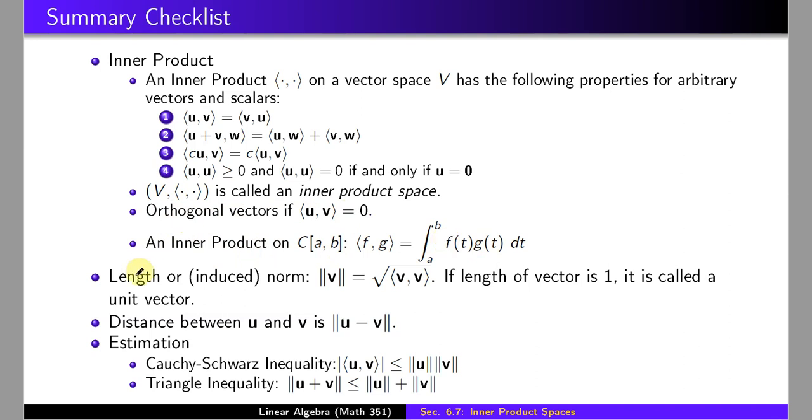So from there, we can talk about all kinds of things. We can talk about the length, or the induced norm, based off of that inner product. We can talk about distance between vectors. We can do estimation using the Cauchy-Schwarz inequality or the triangle inequality. All kinds of interesting things.